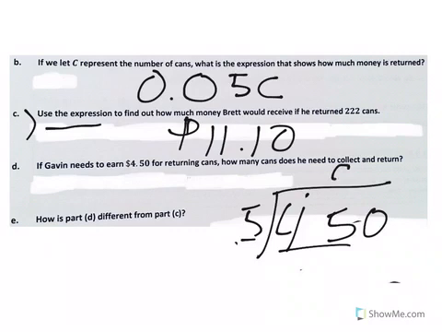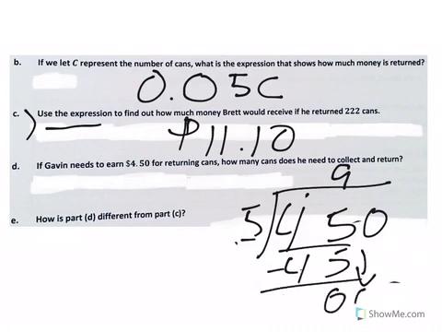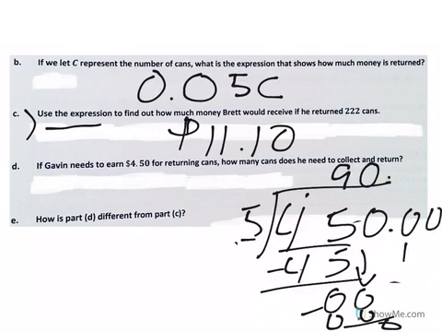5 goes into 45 9 times. 9 times 5 is 45. I subtract, we have 0. Bring down the next 0. 5 goes into 0 0 times. 0 times 5 is 0. We subtract, we get 0. We could keep going, but we just have to put a decimal and keep doing zeros and bringing them down, and it would just always be 0. So he would have to collect 90 cans.